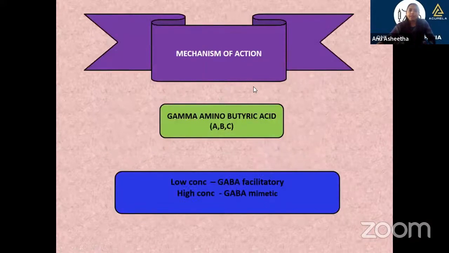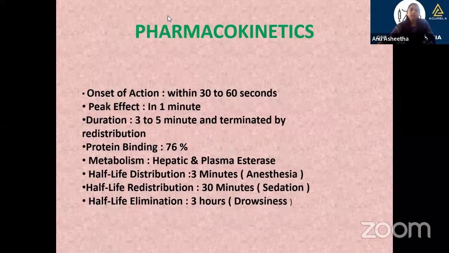Then mechanism of action, like propofol, like thiopentone, they act through GABA A receptors only. At low concentration, they are GABA facilitating, and at high concentration, they are GABA mimetic. Pharmacokinetics, onset of action is within 1 minute, that is 30 to 60 seconds. Peak effect is seen after 1 minute. Duration 3 to 5 minutes and terminated by redistribution.